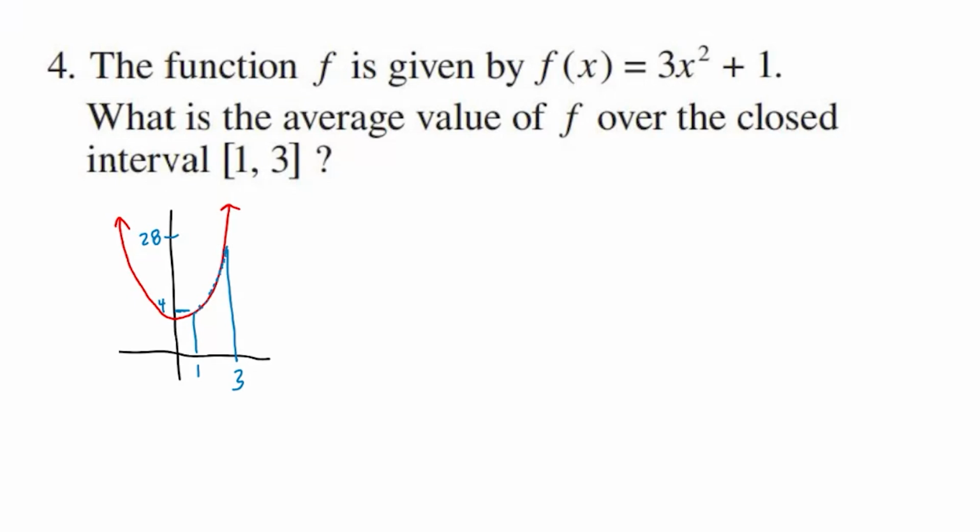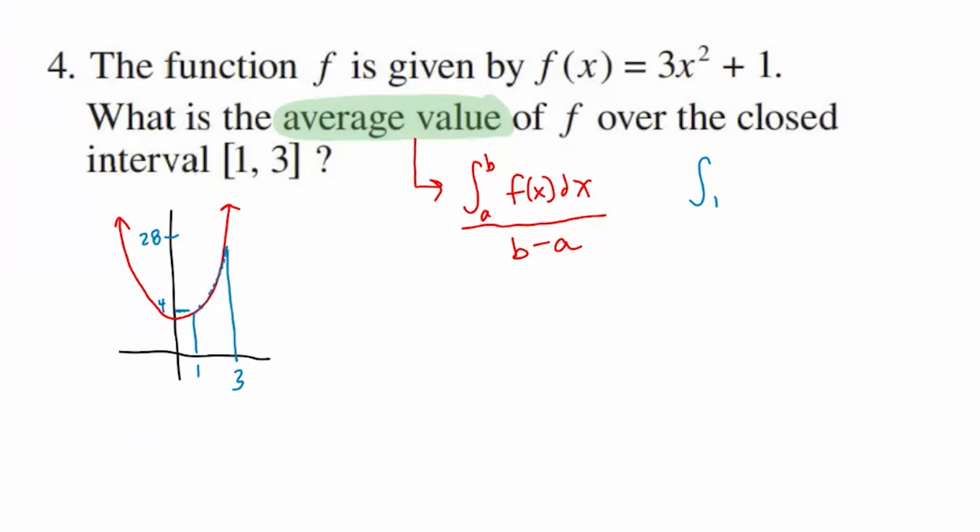So let's go over this whole idea of average value and how we compute it if we have an infinite number of values that we're trying to find the average of. To find the average value of a function, you integrate f of x dx on the interval you're interested in, and then divide by the difference of the two x values on the endpoints of the interval, b minus a. If we have f of x equal to 3x squared plus 1, and our interval is from 1 to 3, we get the integral from 1 to 3 of 3x squared plus 1 dx, all over 3 minus 1.